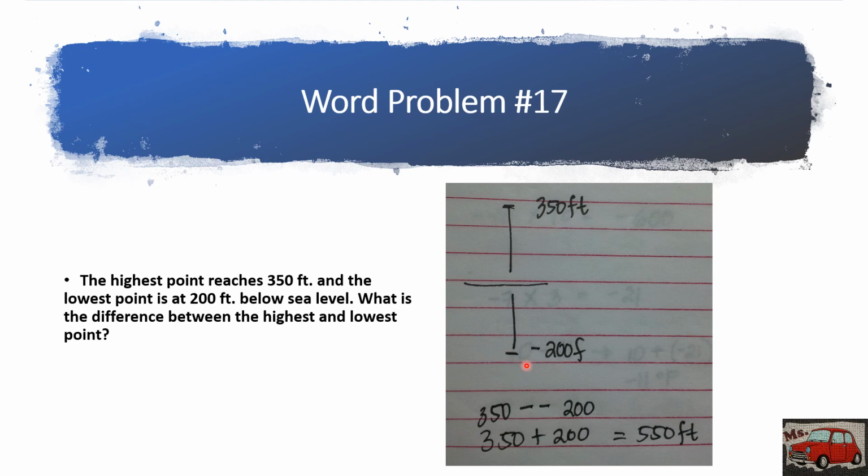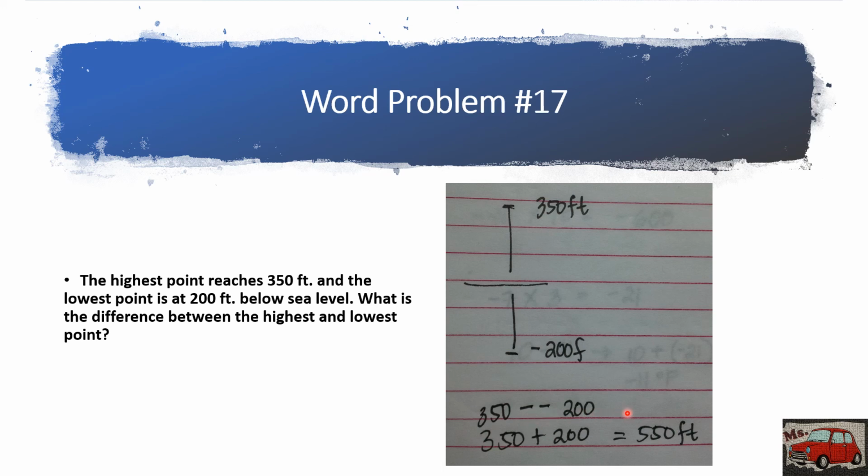So, when we are asking for the difference, kukunin lang natin yung distance nila. Okay? So, kung i-count natin yan, the answer is 550 feet. Okay? So, if we do the operation, the keyword there is difference. So, the operation is minus or subtraction. So, we have 350 minus negative 200.